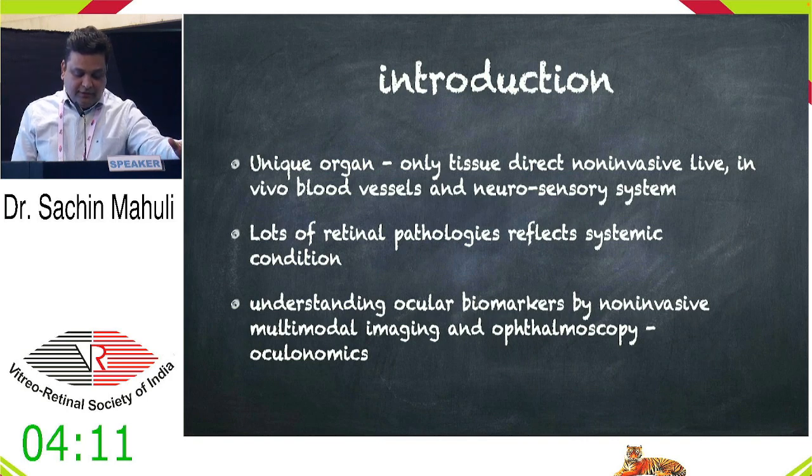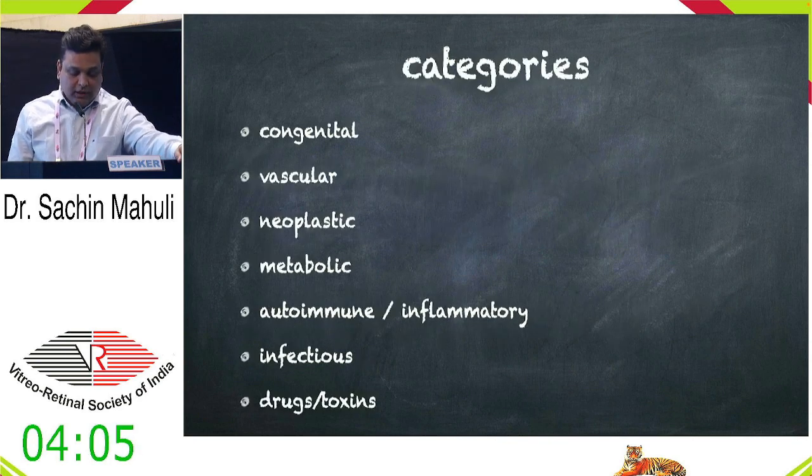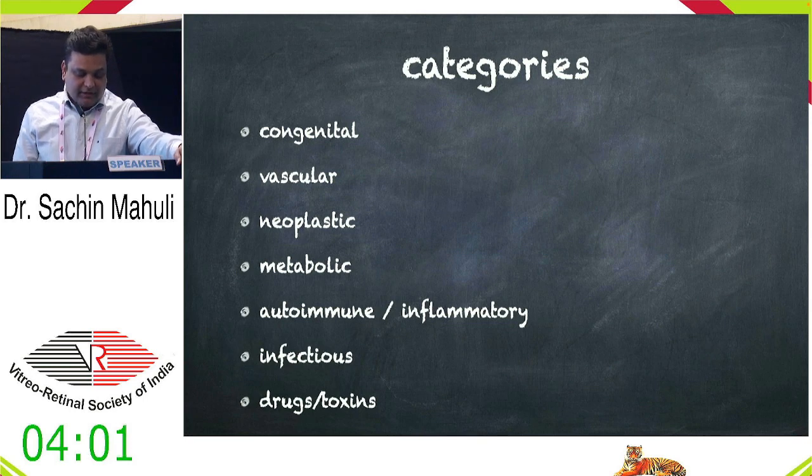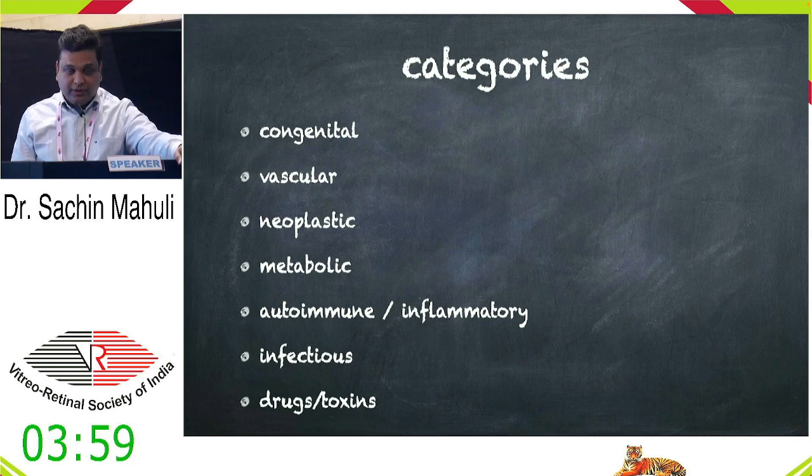The understanding of these ocular biomarkers with non-invasive multimodal imaging and ophthalmoscopy is termed oculonomics. Well, various categories we'll be going through quickly: congenital, vascular, neoplastic, metabolic, autoimmune diseases, infectious, drugs and toxins. Some have been already covered. I'll skip those later on.